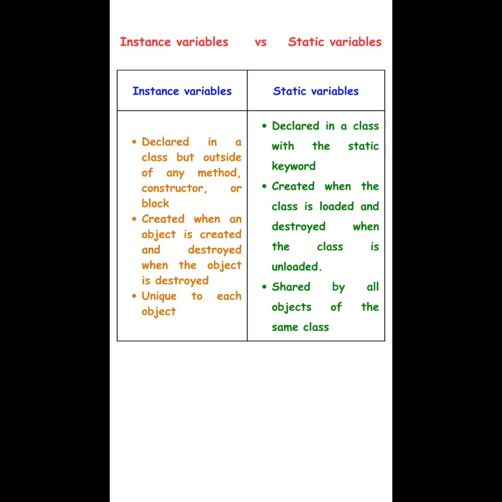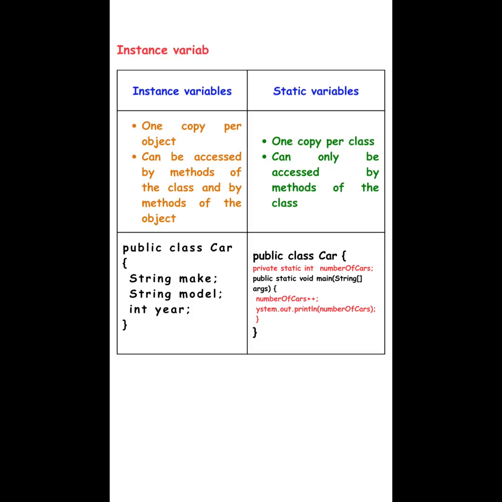Whereas static variables are declared in a class with the static keyword. They are created when the class is loaded and destroyed when the class is unloaded. They are shared by all objects of the same class. Number of copies of instance variables: 1 copy per object, and it can be accessed by methods of the class and by methods of the object. With static variables, 1 copy per class. It can only be accessed by methods of the class.